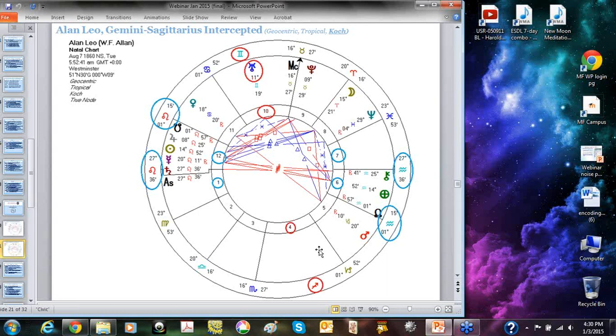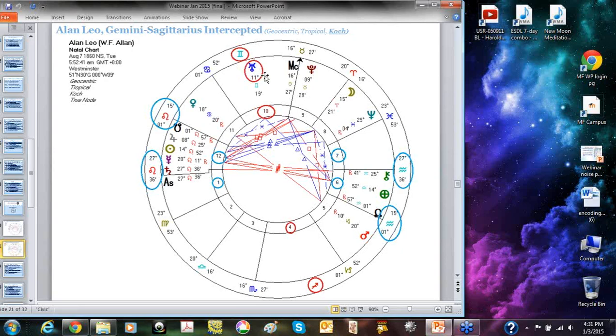They change depending on the house system. They can change is a better way of saying it. They can change depending on the house system we use. So now that we have it intercepted, not only is the sign intercepted, but the planet within that sign is also intercepted. So here we have Uranus in Gemini is intercepted.